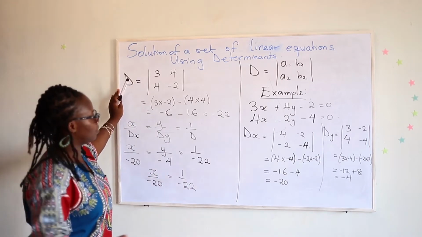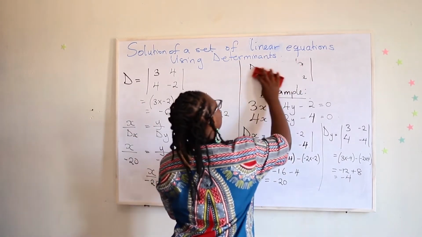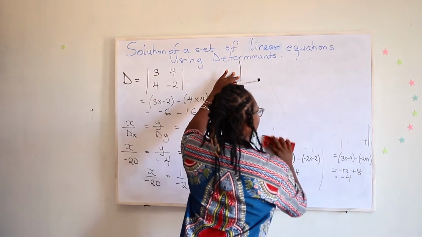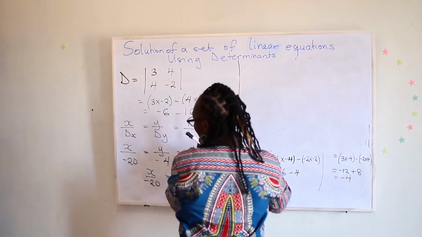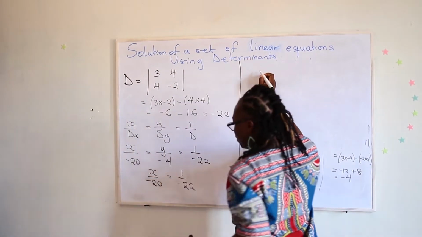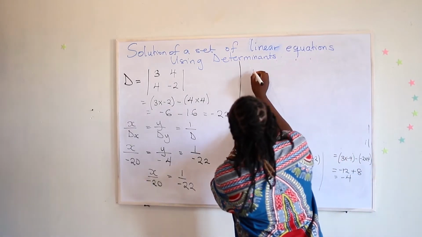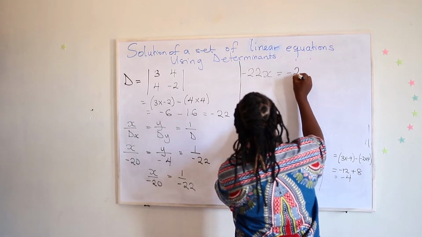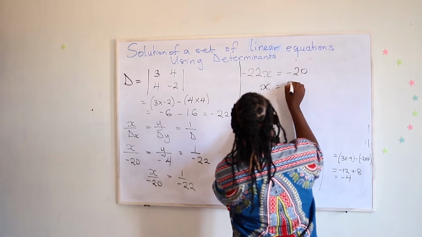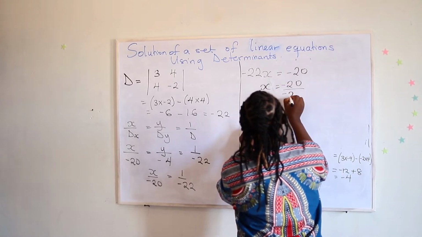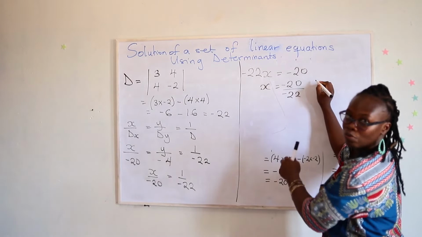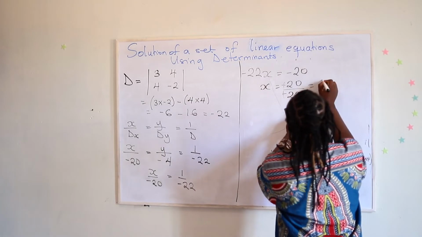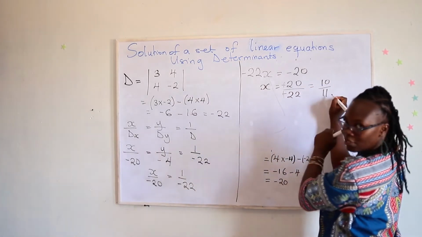So what do we have? Minus 22x is equal to minus 20. So x is going to be minus 20 divided by minus 22. We can simplify to the simplest form. So what do I have? 10 over 11. That is for x.